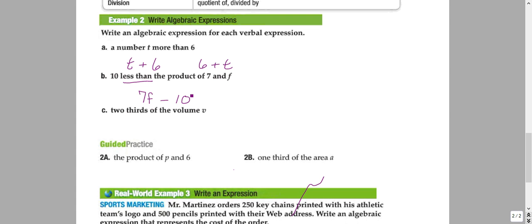So we are subtracting 10 from 7 and F. Again, stress that when you see "less than," we actually have to write this backwards. This is saying that it's 10 less than the product of 7 and F.